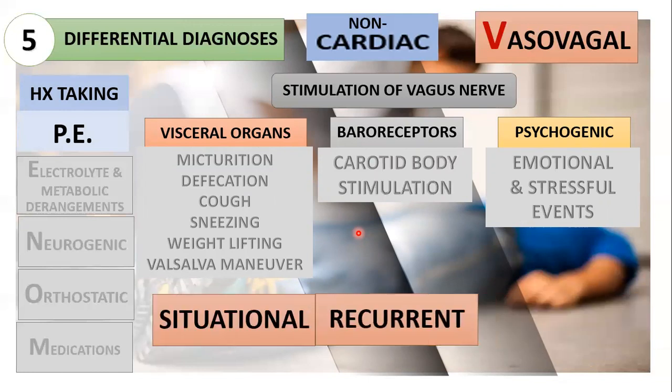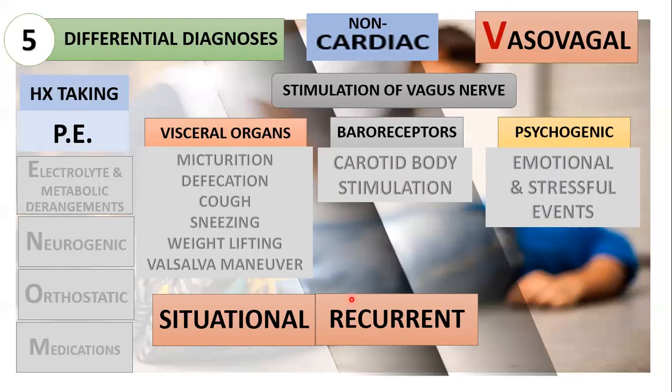The common denominator of the three is the fact that they are situational, meaning you may identify a precipitating event of the syncope, and that they are recurrent and reproducible, and also associated with prodromes. So patients must identify the triggers and avoid them to prevent an episode of syncope.